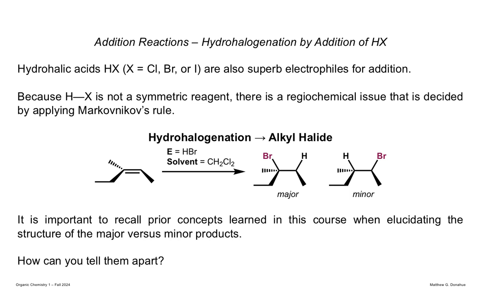So hydrohalogenation, for the most part, resembles hydration, except instead of adding OH, you're adding now a halogen, but mechanistically it's still following Markovnikov's rule. So we have this acid, HBr.